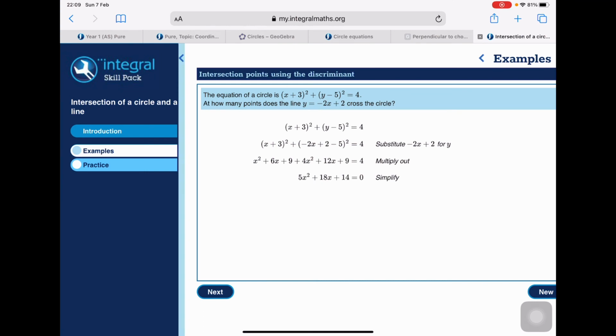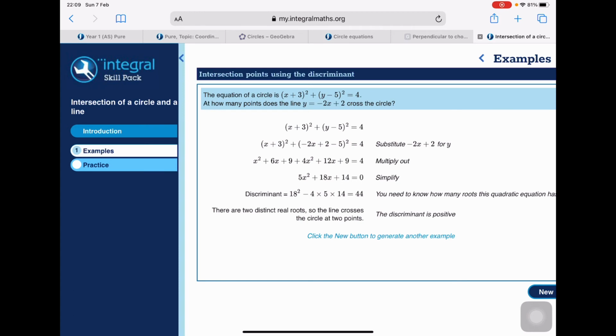So let's see what the discriminant for this quadratic is. The discriminant is 44. It's positive, and so it will cross. As you can see here, there are two distinct real roots, so the line crosses the circle at 2 points. We have 2 points of intersection.